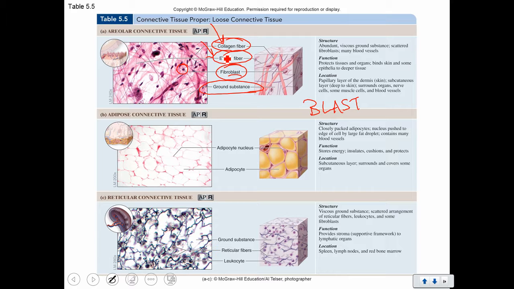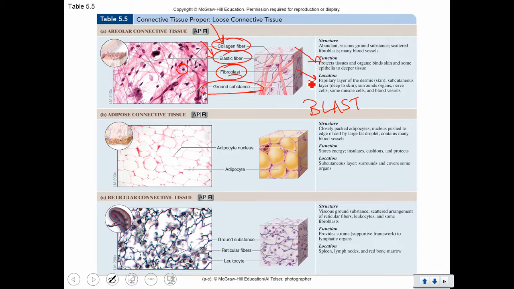Yes, it's tough and durable, but it's got a little give to it. So you can see here it's going to protect tissues and organs, and bind the skin and some epithelia to deeper tissue. You're going to find it in the dermis of the skin, which you want, because you want a little bit of toughness to your skin, but you also want a little bit of give. You don't want your skin to rip and tear, but you want it to move a little bit.